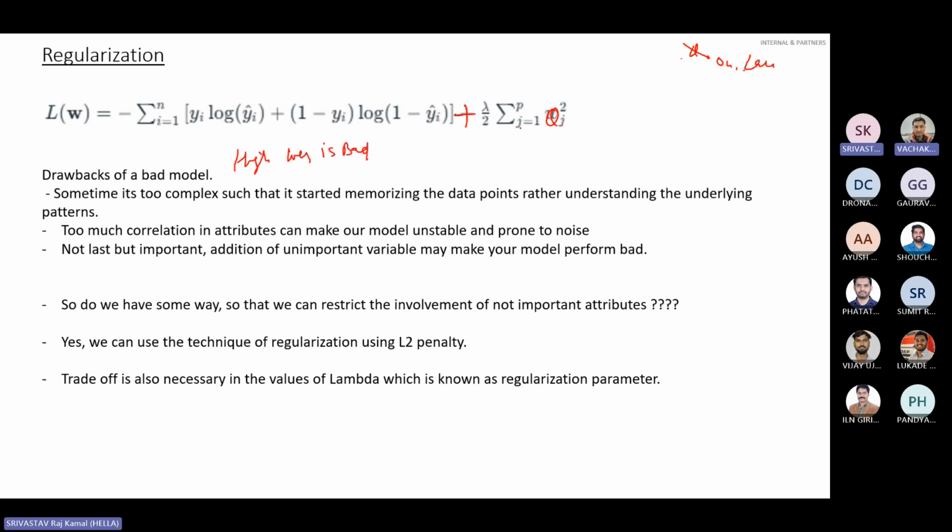Suppose in the theta summation, theta 5 is very bad. It's very high. The whole sum becomes high, right? Adding this higher value into the cost function makes it high, which says that my model is not learning. Cost is becoming high. So next time when you take the derivative of this with respect to theta 5, that is going to make a drastic change in theta 5.